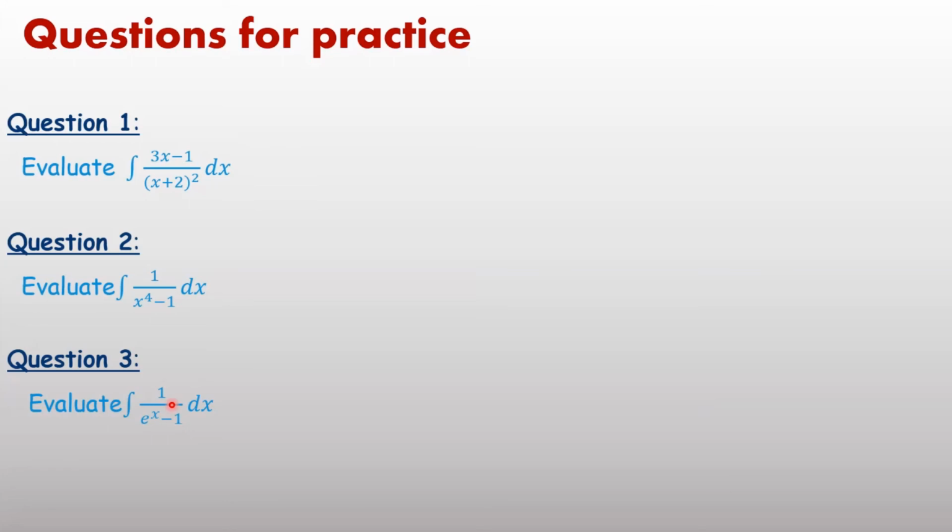In question number 3, 1 upon e power x minus 1. Here multiply numerator and denominator by e power x. The numerator will get e power x and the denominator e power x into e power x minus 1. Let e power x as t, and after that you can solve it.